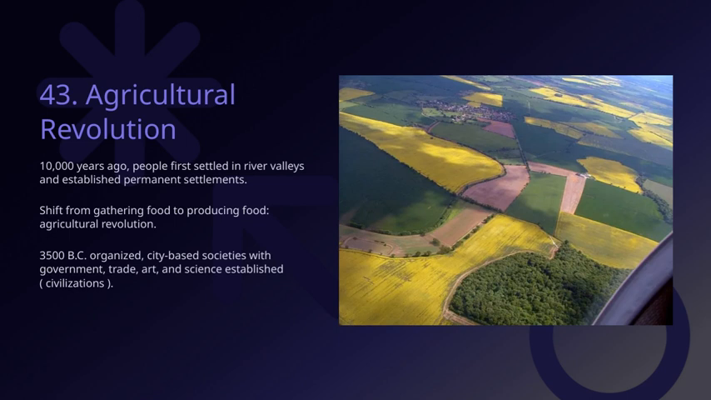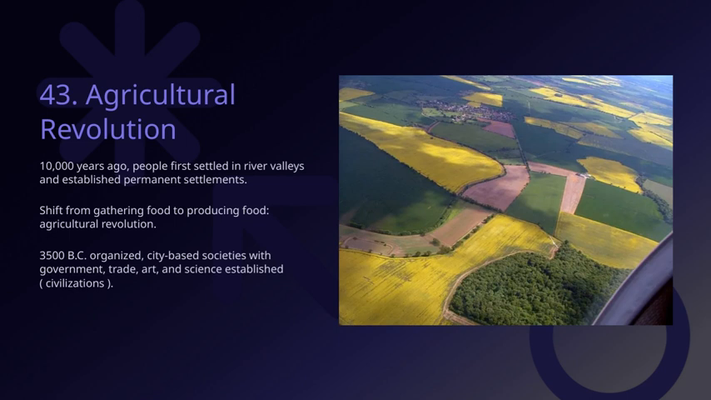Before that, there was a crucial shift from simply gathering food to producing it ourselves. This is known as the agricultural revolution. It transformed how humans lived, allowing for more stable food supplies and larger populations.